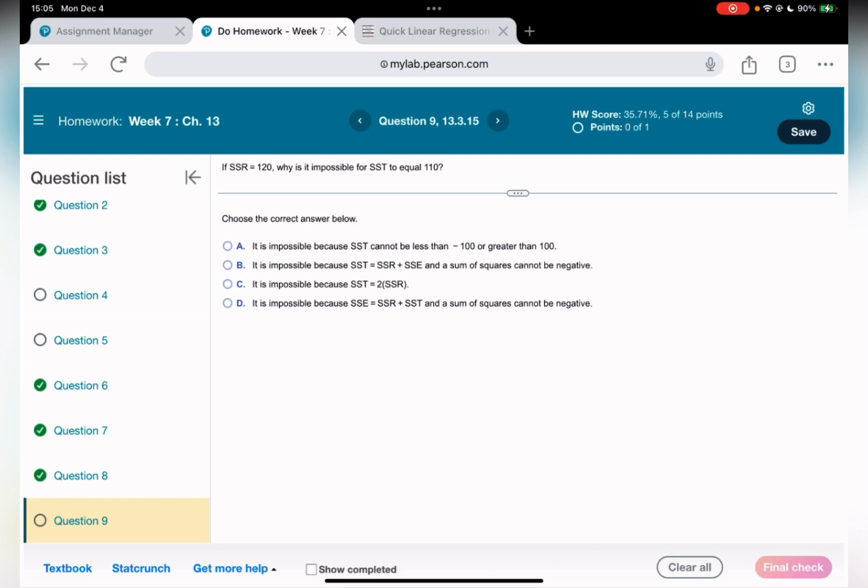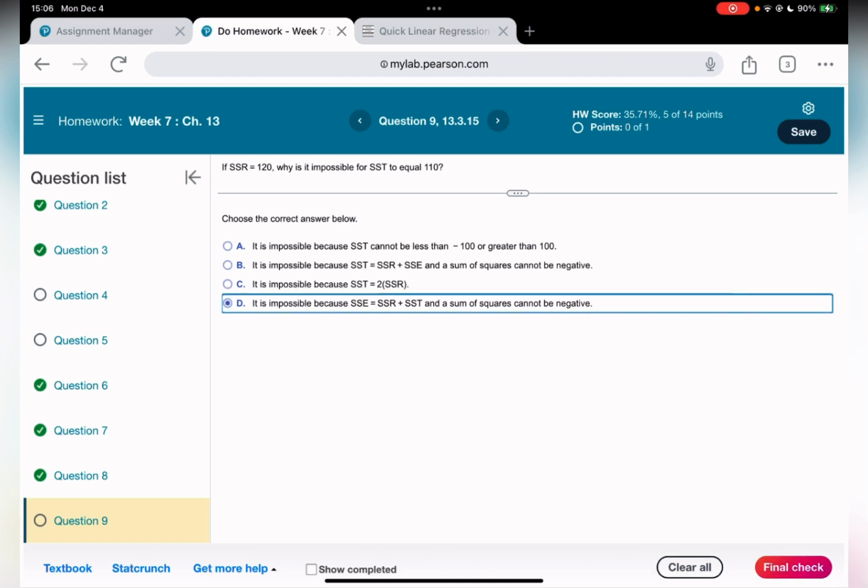So what do we have here? If SSR is 120, why is it impossible for SST to be 110? Because SSR is a part of SST. That's why the piece that is part of SST cannot be more than the total, right? So it is impossible because SST equals SSR plus SSE, and a sum of squares cannot be negative. Okay.